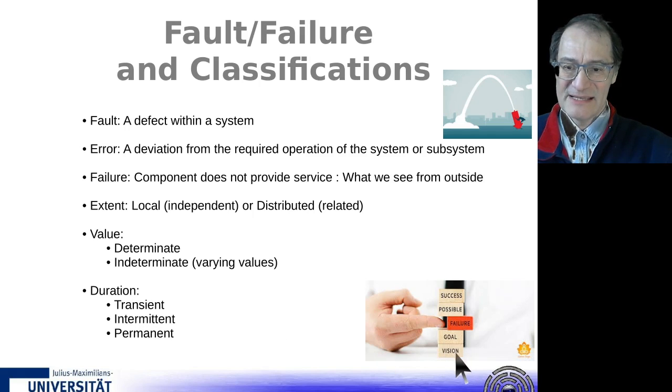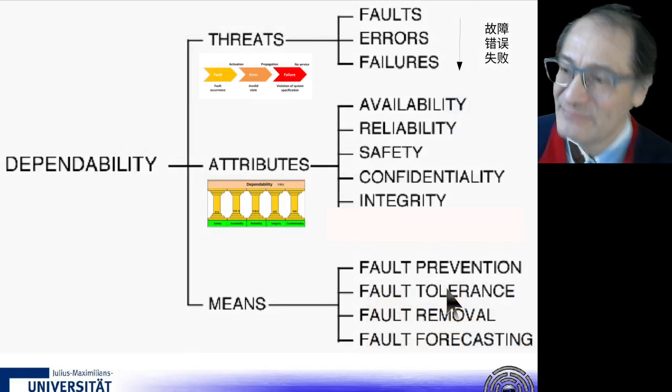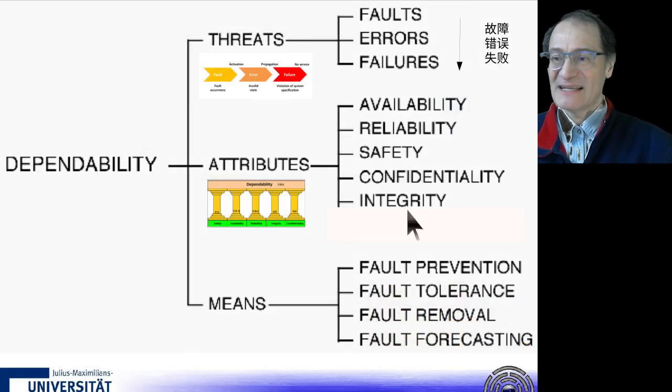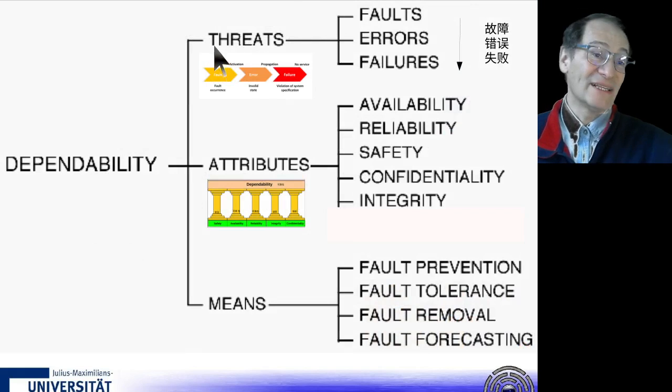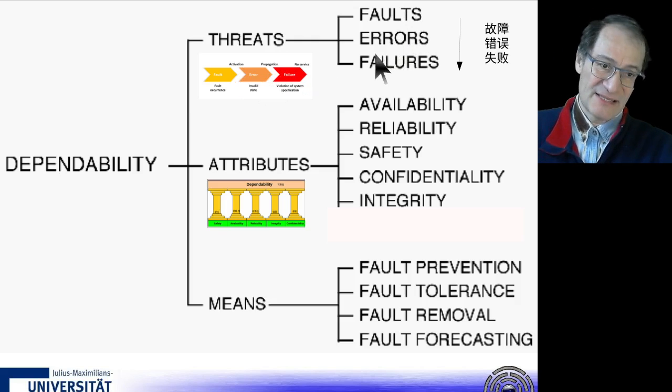For example, this is the chain. We go from here to here, and in between, if there is a failure, we are not going to be able to provide our service. Okay, now the next. This is what it treats. The dependability treats these cases, fault, errors, and failures, as defined before.